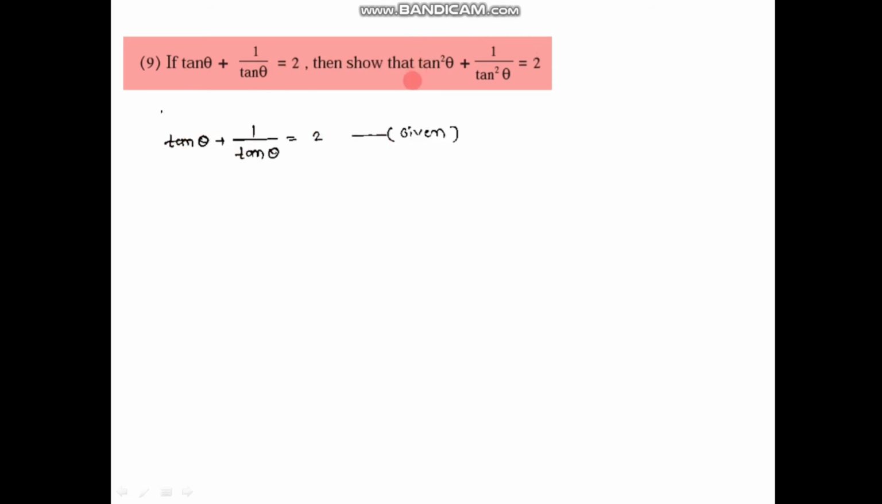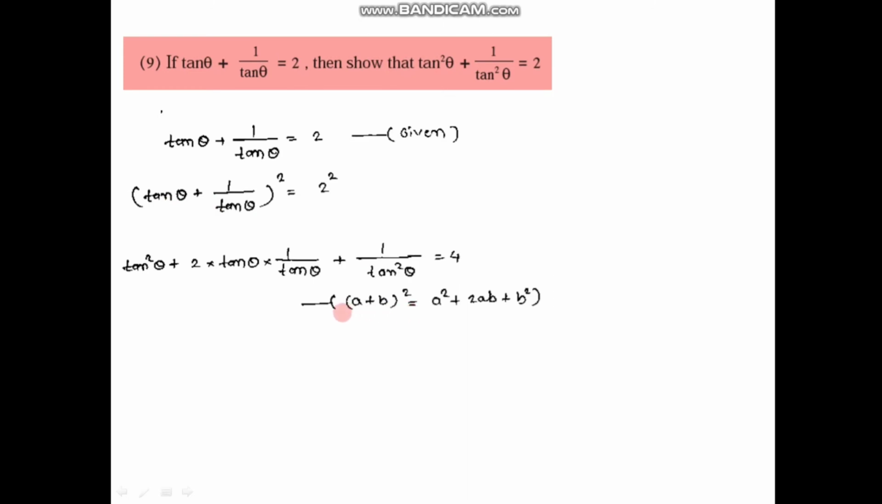In the expression we have to prove, the square is involved. That's why we have to make squares of both of these sides. So squaring on both the sides, we get tan theta plus 1 by tan theta bracket square is equal to 2 square. Now here we have to use the expansion formula for a plus b bracket square, which is a square plus twice ab plus b square. By using this formula, we get the first term square, that is tan square theta, plus 2 into first term into second term, that is 2 into tan theta into 1 by tan theta, plus second term square, which is 1 divided by tan square theta, is equal to 2 square is 4.